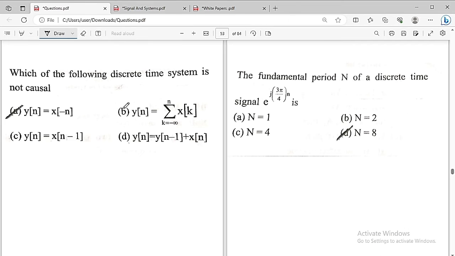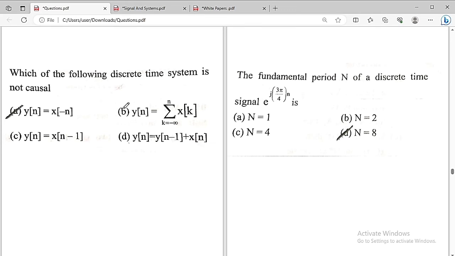We are going to solve another question. See the question here. Which of the following discrete time systems is not causal? They have given 4 options, and out of these 4 options, we need to find which discrete time system is not a causal system. So let's solve this numerical.